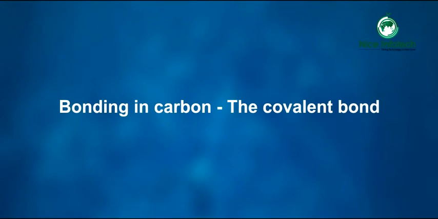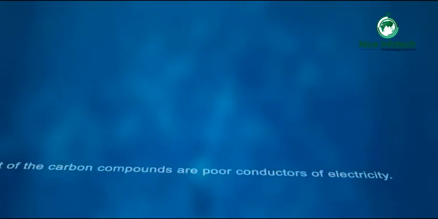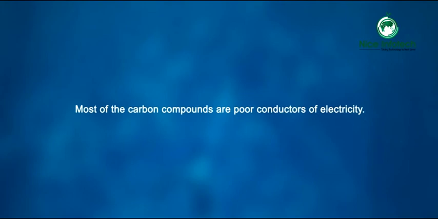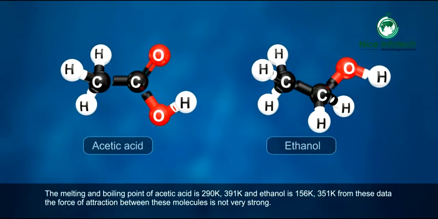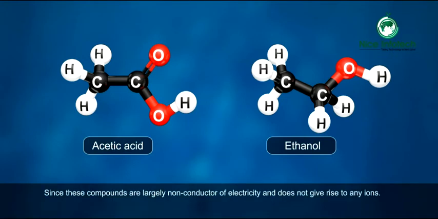Bonding in carbon, the covalent bond. Most of the carbon compounds are poor conductors of electricity. The melting and boiling point of acetic acid is 290 K, 391 K, and ethanol is 156 K, 351 K. From this data, the force of attraction between these molecules is not very strong, since these compounds are largely non-conductors of electricity and do not give rise to any ions.